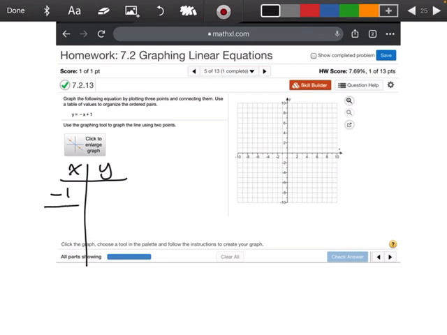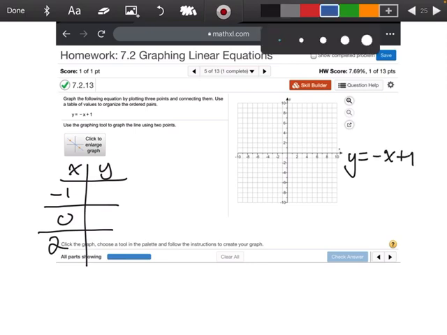So I'm going to pick -1, 0, and say 2. Now remember, I can pick any numbers, but I'm trying to keep this easy, so I'm going to pick small numbers. So remember what this means. My equation here is y equals -x plus 1. And the first thing we're going to do, I'm going to plug in -1.